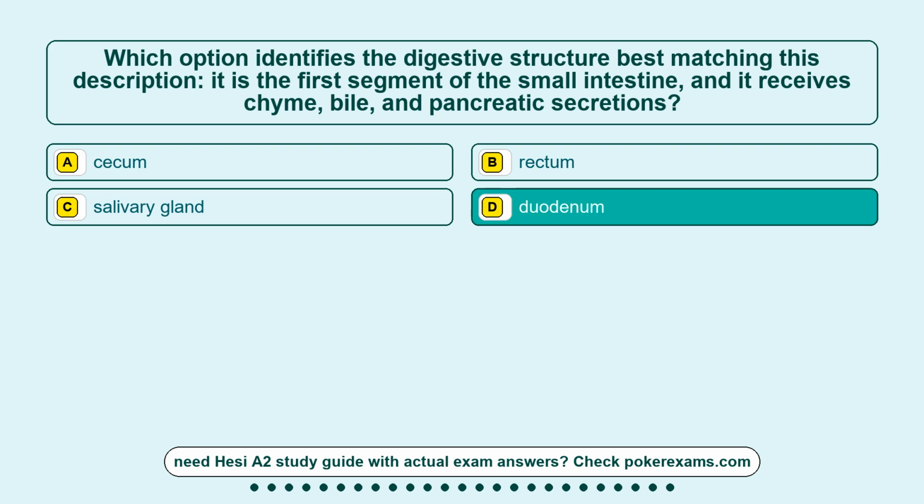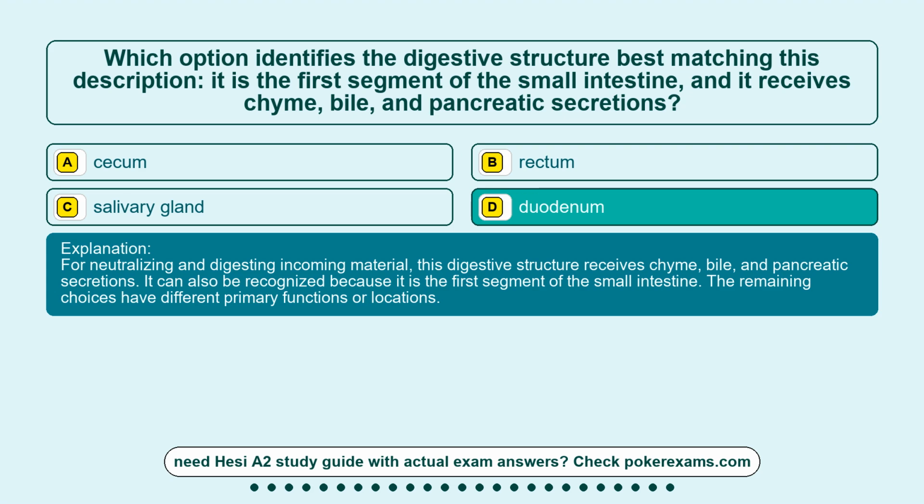The correct answer is option D, duodenum. For neutralizing and digesting incoming material, this digestive structure receives chyme, bile, and pancreatic secretions. It can also be recognized because it is the first segment of the small intestine.